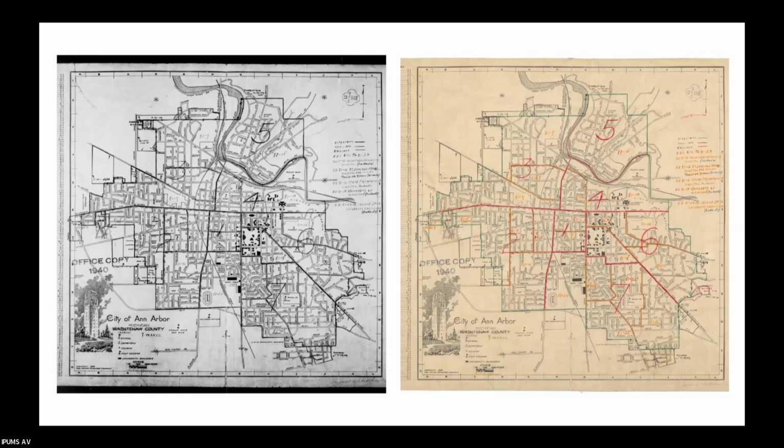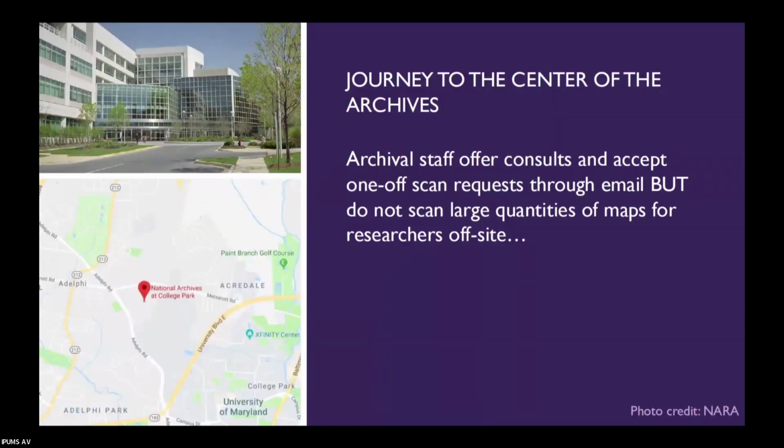Ward lines are also included on the map. There's a lot of color going on. It's pretty fun, but that's practically impossible to disentangle when you're looking at a black and white map. So we needed to figure out how to acquire color scans of all of our maps for HRS participant enumeration districts. And so we reached out to the archival staff at NARA 2.